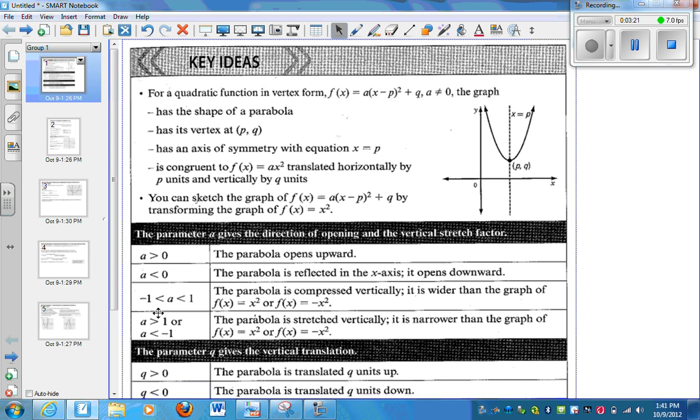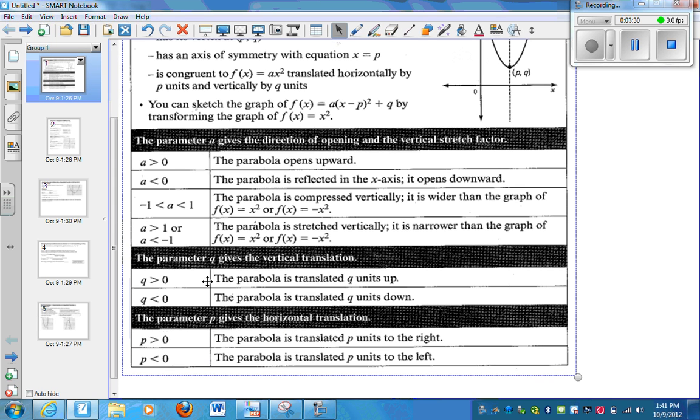If A is between -1 and 1, it's compressed. If A is greater than 1, it is stretched. If Q is greater than 0, then we translate up, because remember Q is vertical, and if it's negative, we translate down. P units to the right and P units to the left.